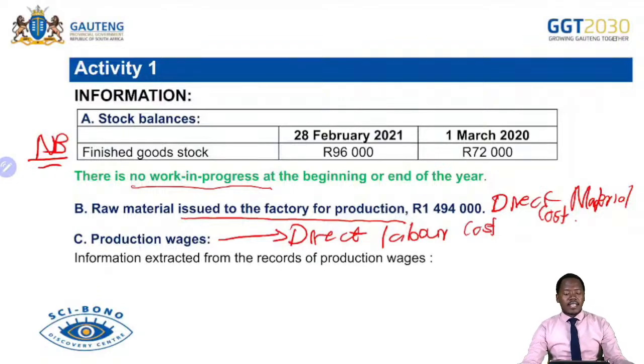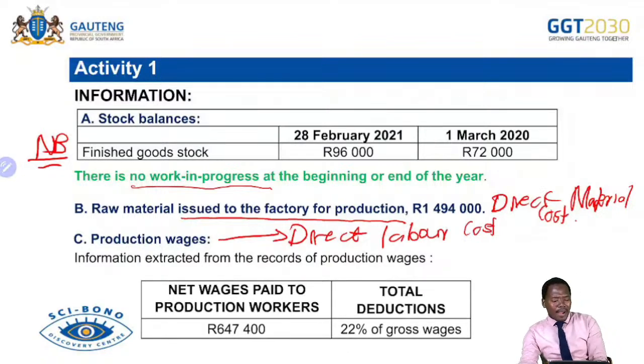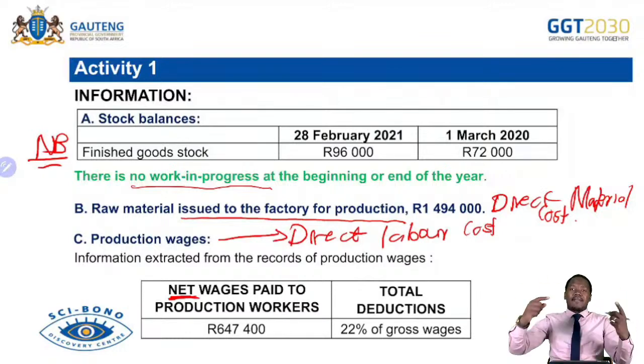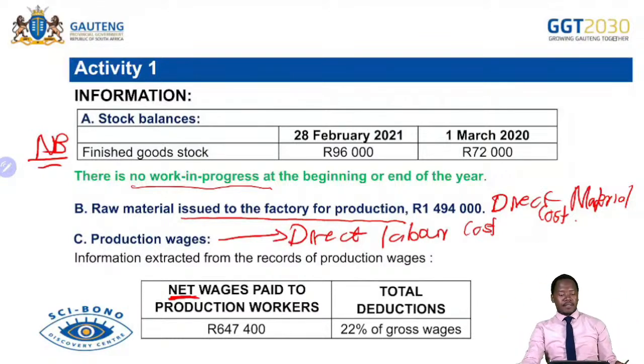Now, information extracted from the records of production wages. This is different now, grade 12. We are given our net wages, no longer the gross wages. Remember, we have the gross, which is before deductions, and we have the net, which is after deductions. We are given the net here, 647,400, and we are given that our deductions are 22% of the gross, of which we don't know for now.